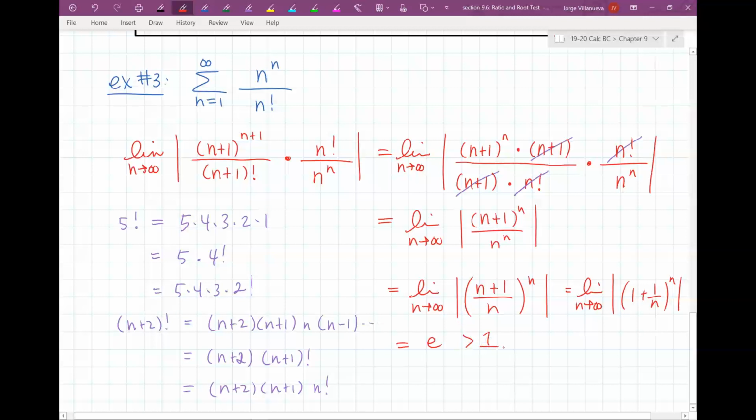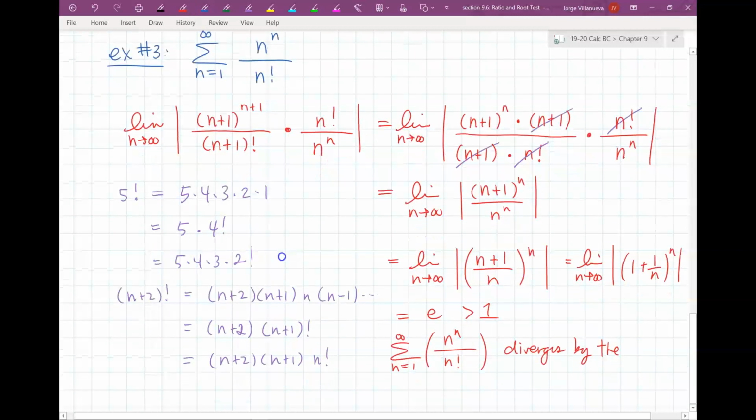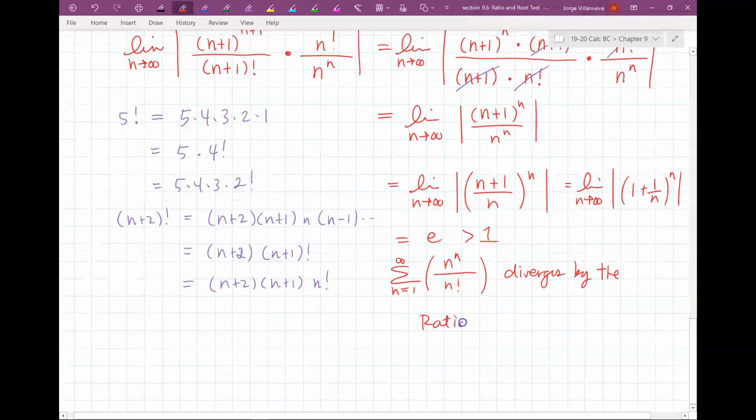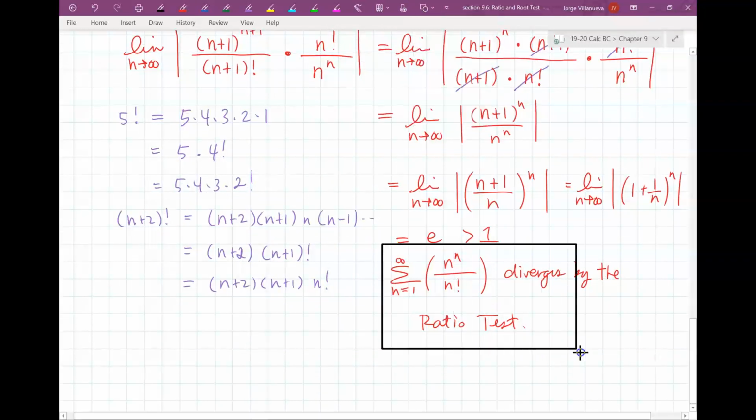So this diverges, right? So the sum as n goes from 1 to infinity of n to the nth over n factorial diverges by the ratio test. So yeah, please memorize that definition. It may not come out on your calc test, but if it does on your AP, at least you'll know that the limit as n approaches infinity of n plus 1 over n to the nth is equal to e.